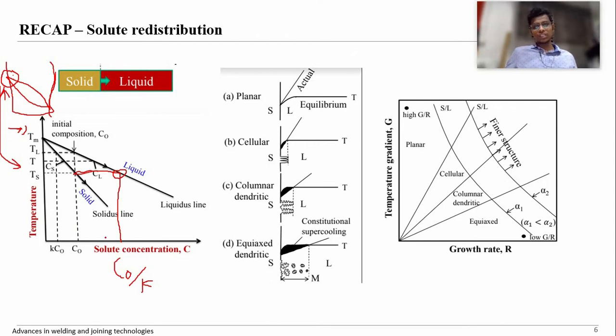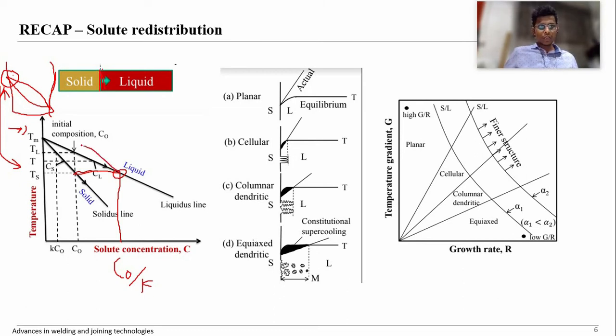That means it is more than C naught. The solid formed will have a composition of Kc naught, so it will reject the solute, and the solute will be absorbed in the liquid, right? So that concentration is given by C naught by K. This point is the solid-liquid interface.